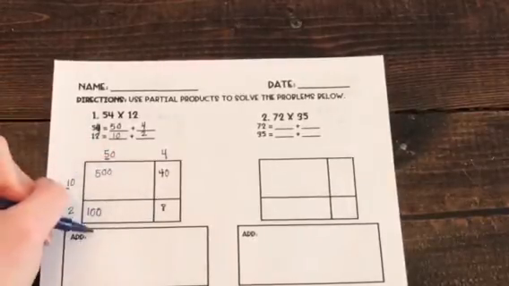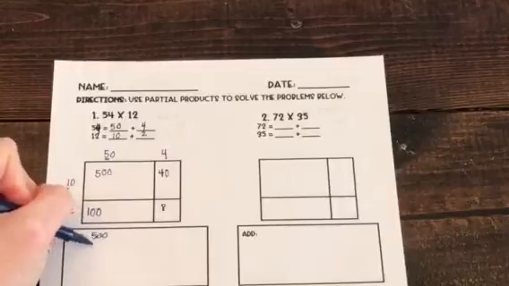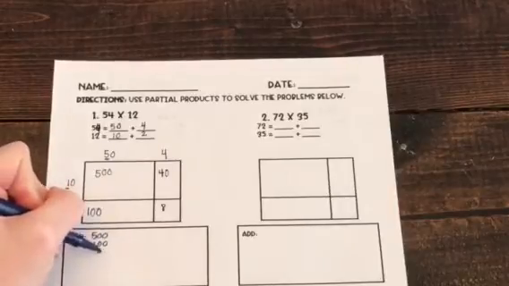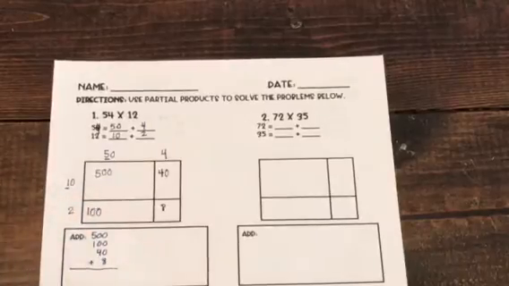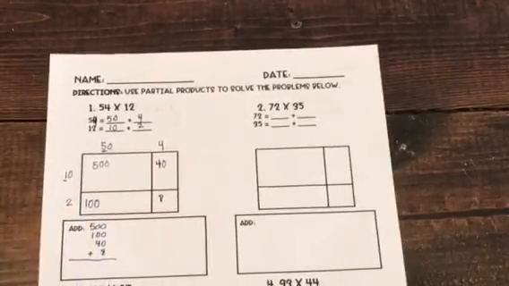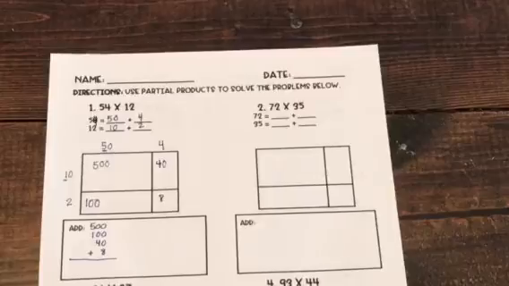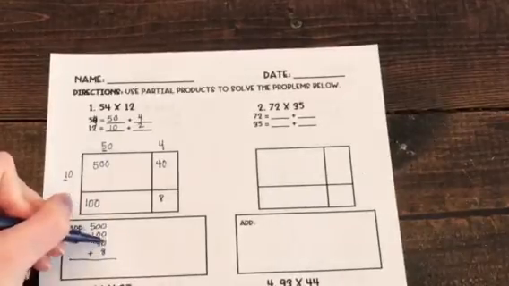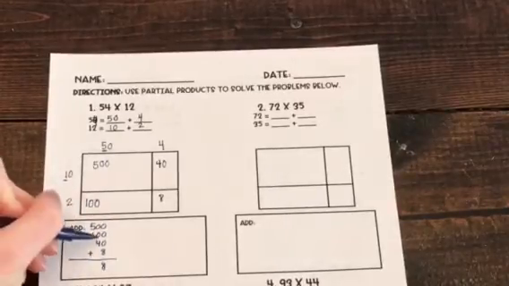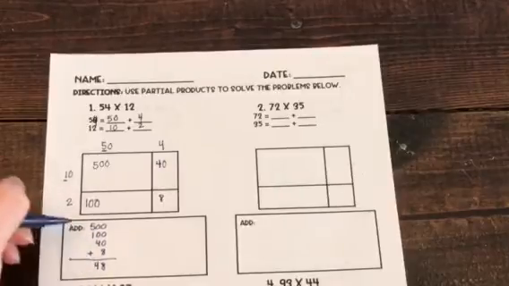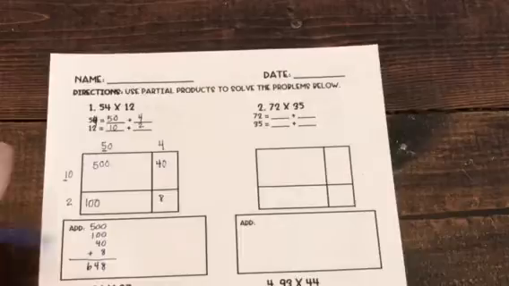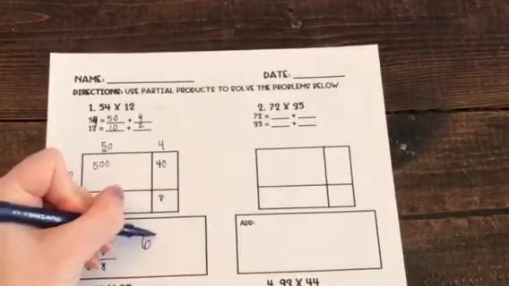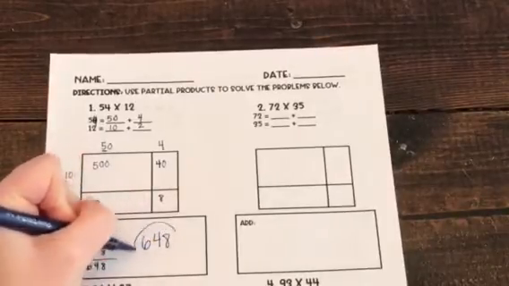So now I'm going to add them all together. 500 plus 100 plus 40 plus 8. Now, you do not need to add them all together at once. You may break it apart if you need to. So 8 plus 0 is 8. 4 plus 0 is 4. 1 plus 5 is 6. So my answer is 648.